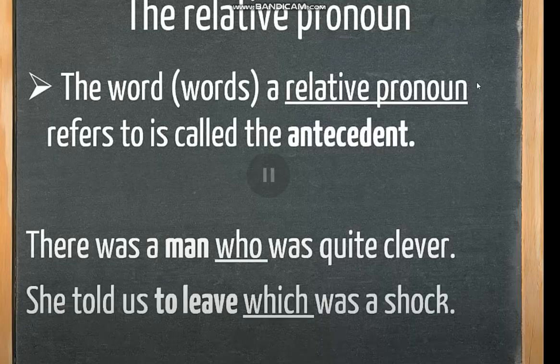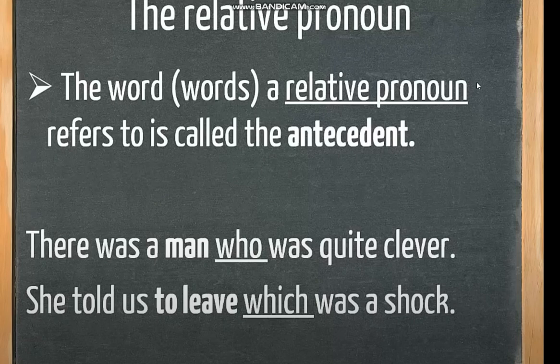Yes, the man here is the antecedent, whereas who is the relative pronoun. She told us to leave, which was a shock. To leave here is called the antecedent. Yes, to leave is an antecedent over here. The word or words a relative pronoun refers to: it is those words, who, which, what, that, and what they are referring to. So whatever they are referring to is known as the antecedent.